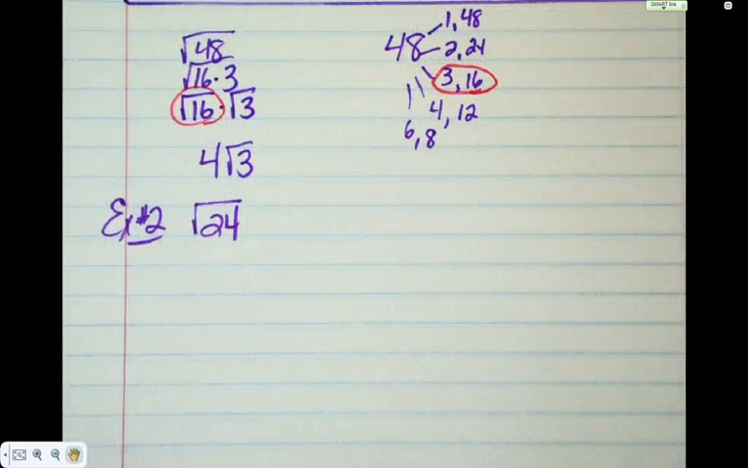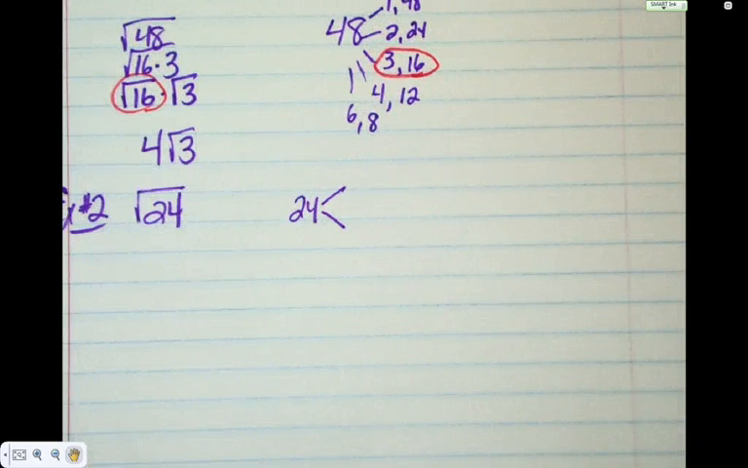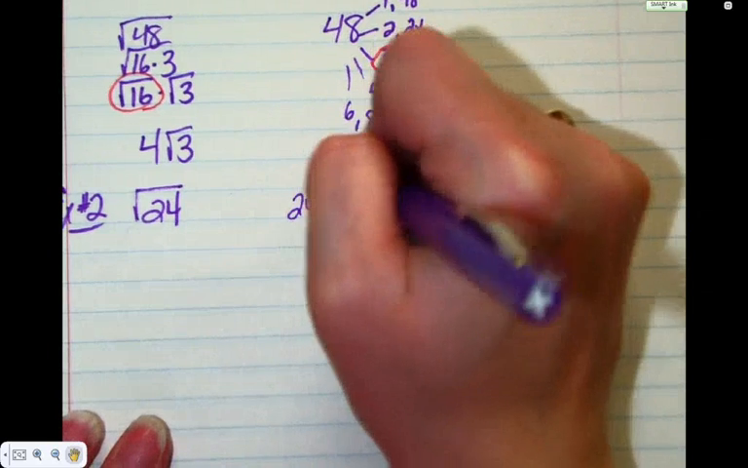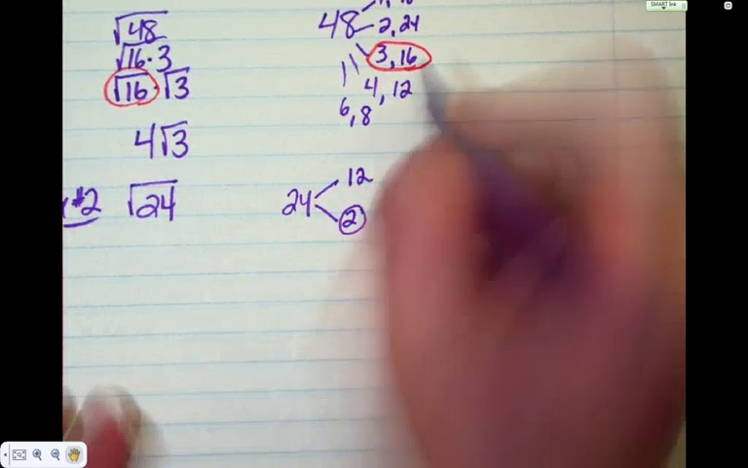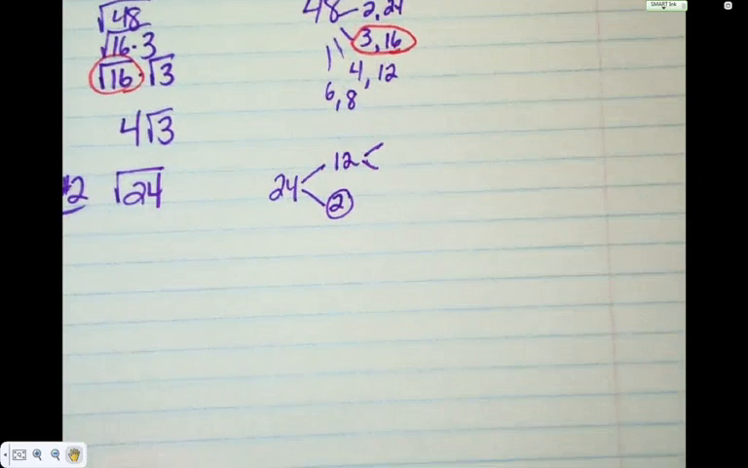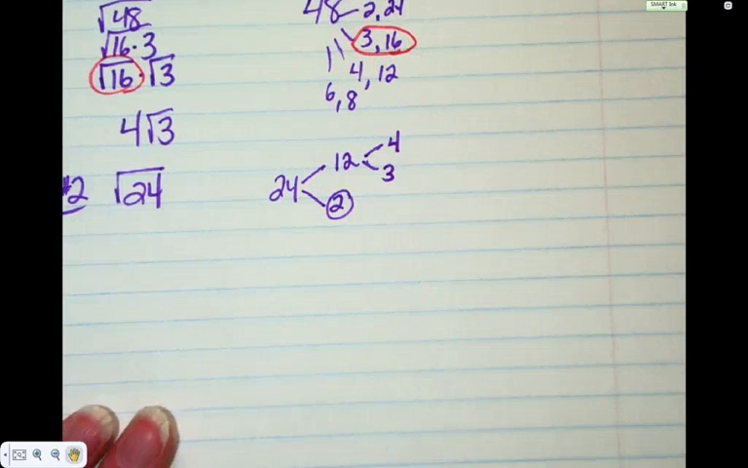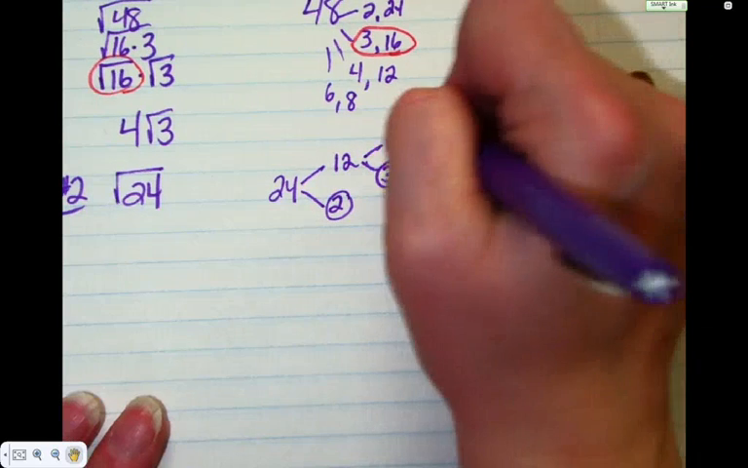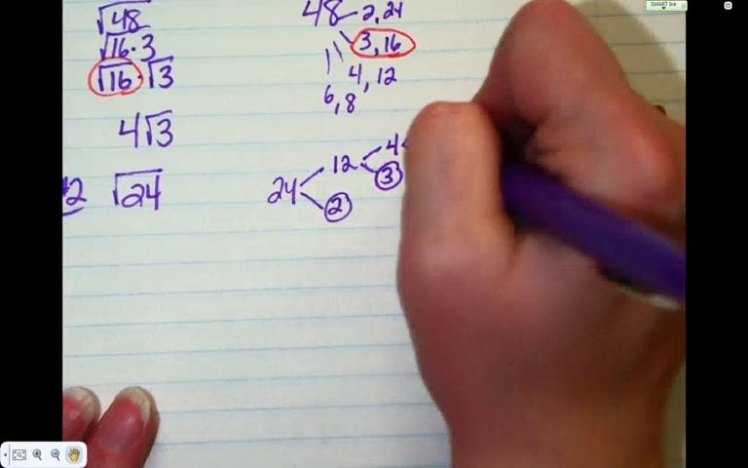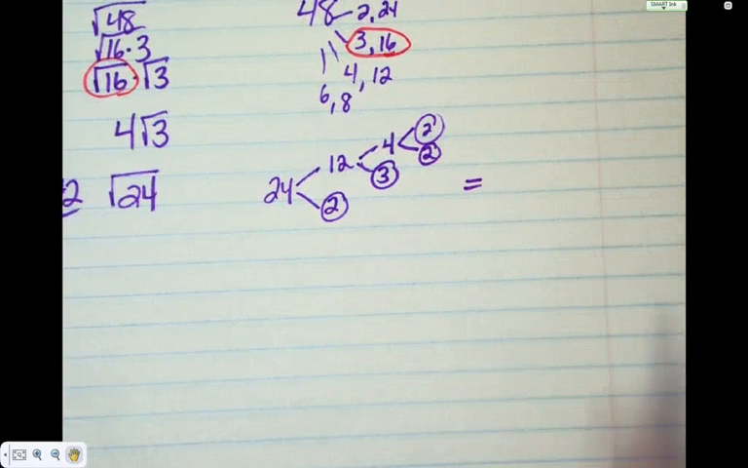Square root of 24, prime factor. Two numbers that multiply to give me 24. 2 and 12. Any of those prime? Two numbers that multiply to give me 12. Any of those prime? Two numbers that multiply to give me 4. Any of those prime? Hey, count them up. How many 2's do I have?